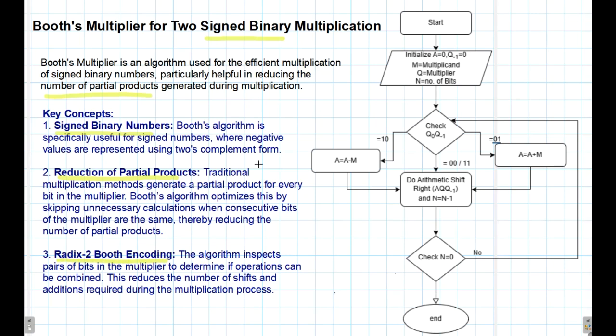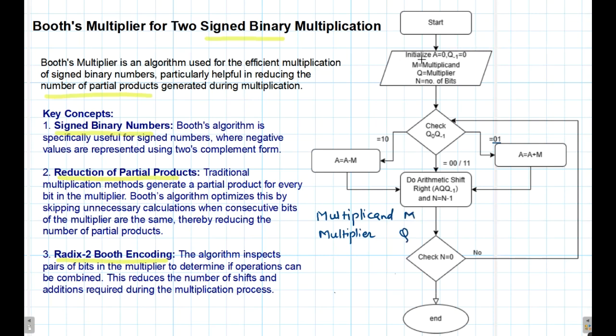So here we have to learn about the key concepts or key terminologies through which we are able to understand our multiplication algorithm. Whenever we are going to multiply any two numbers, we have two operands. One is called the multiplicand and the other one is called the multiplier. In this algorithm the multiplicand is represented as M and the multiplier is represented as Q. So let us dive into the algorithm.